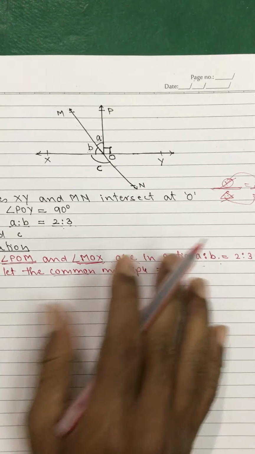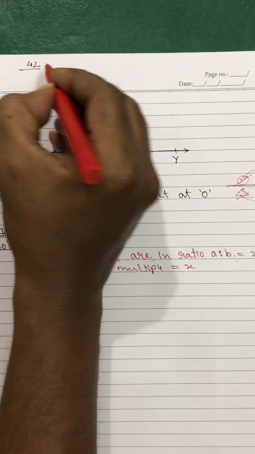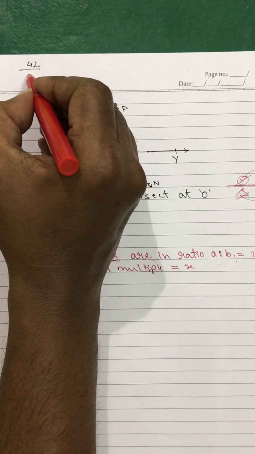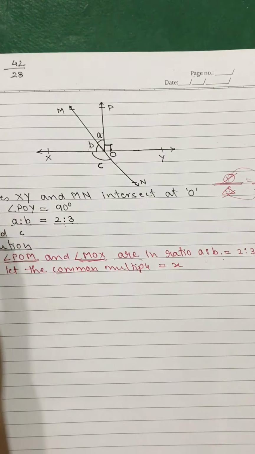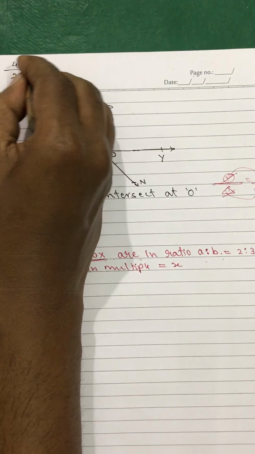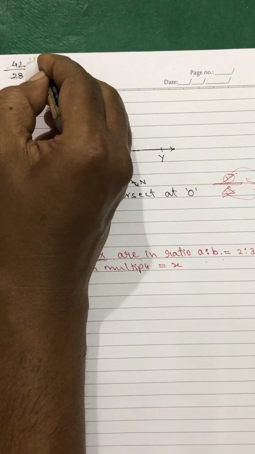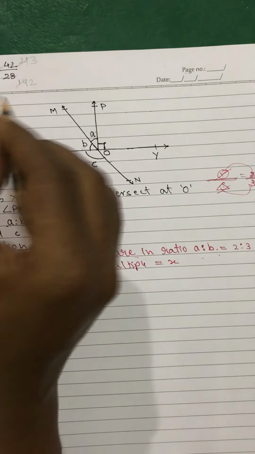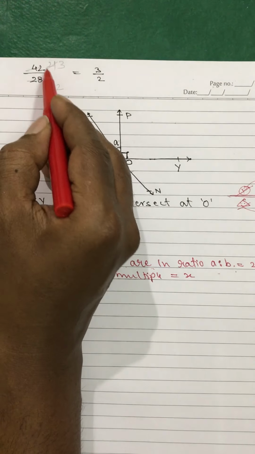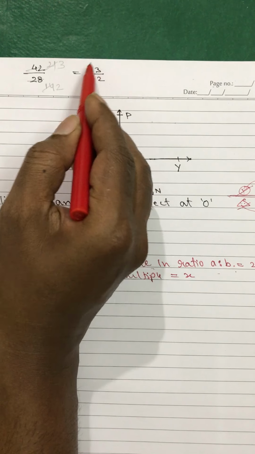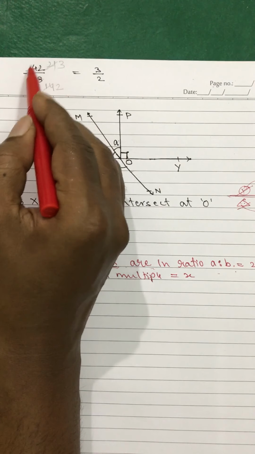If I take an example, supposing the original numbers are 42 upon 28. If I reduce them, it will become 2 2s are 2, 2 1s are 2, 2 4s are... Now this can be divided by 7: 3 7s are 21, 2 7s are 14. So 42:28 is equal to 3:2. These are the original numbers, and I can reduce them and the ratio becomes 3:2.